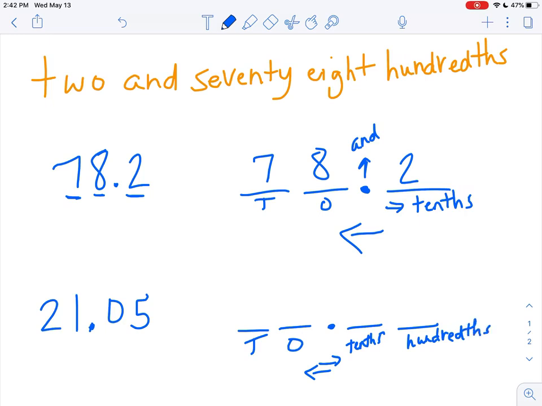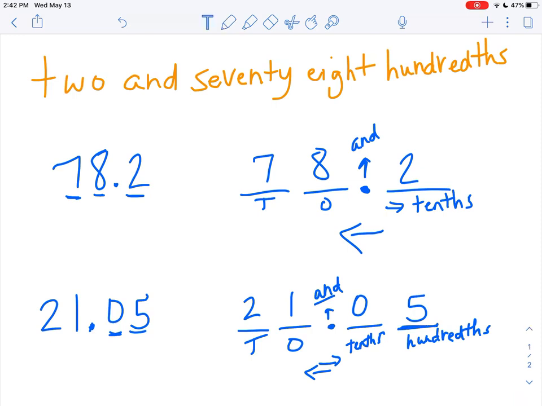Now we're just going to fill in our chart. I have 21. Do I have any tenths? No, but I have to put my 0. And how many hundredths? 5. So how would we read this? 21, what does your decimal say? And, so 21 and, how are we going to read this part? That's right, 5 hundredths. 21 and 5 hundredths.